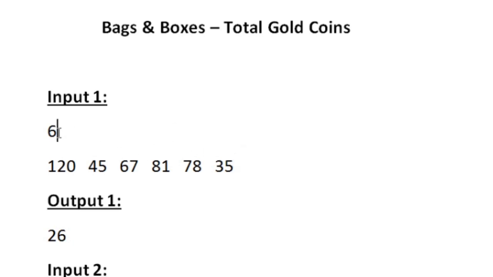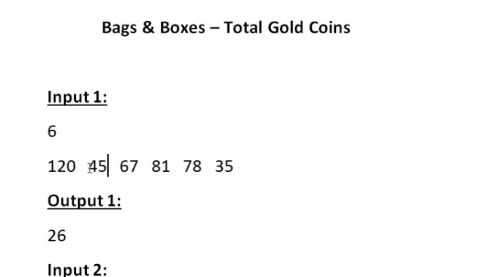In the first line of input we are given the value of n and then we are given n integers as input, and here every integer is a separate bag. So the first bag is 120 and the second bag is 45, and it is given in the question that the number of boxes present in every bag is the number of digits present in every integer. So in the first bag there would be 3 boxes because 120 has 3 digits, and the first box has 1 gold coin and the second box has 2 gold coins and the third box has 0 gold coins.